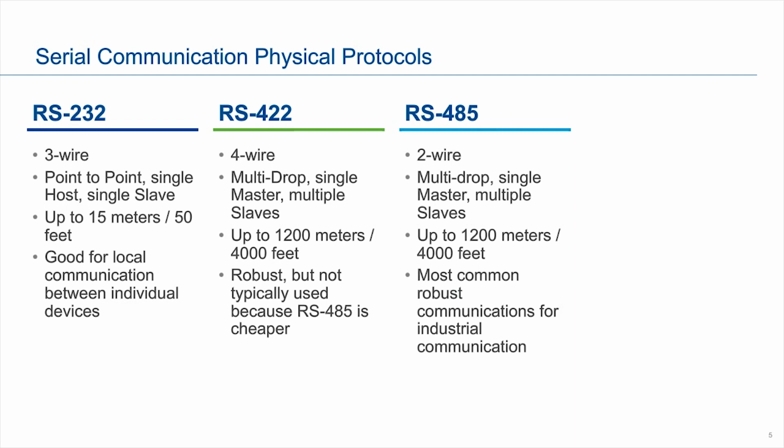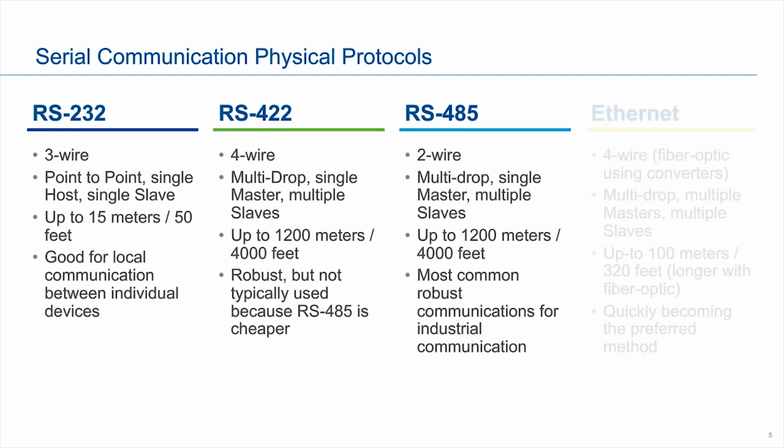But it's typically not used, and the main reason is because 485 is a 2-wire communication protocol and is also very robust. It's long distance as well. Because it's only 2 wires, though, it's a lot cheaper to install. 4 wires is obviously twice as much as 2 wires, and so RS-485 has definitely become the standard for long distance serial communications. It's 2-wire, multi-drop, single master, multiple slaves, 1,200 meters or 4,000 feet, and it's definitely very common and very robust for industrial communications.